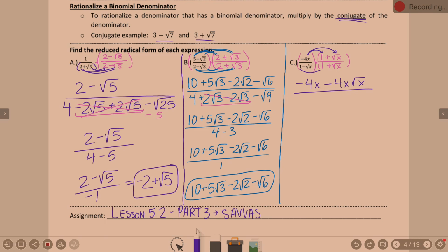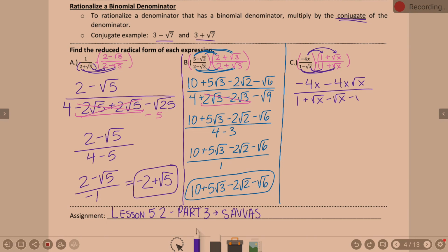distributing, foiling. 1 times 1? 1. 1 times square root of x plus square root of x. Insides, negative square root of x times 1 minus square root of x. And last, negative square root of x times positive square root of x. X squared, square root of x squared.